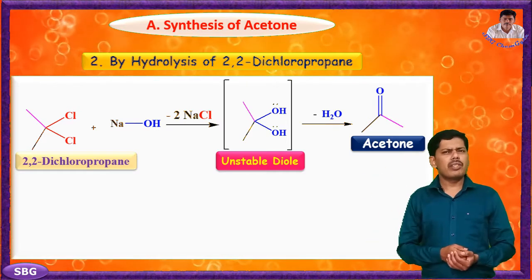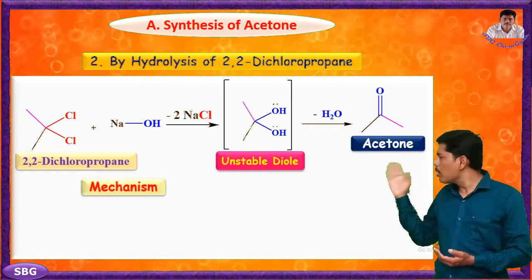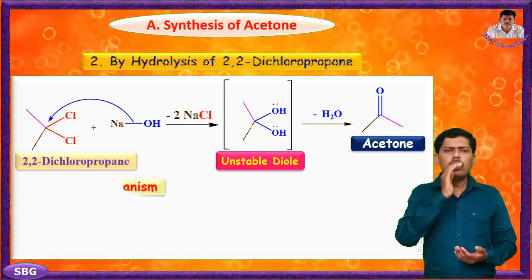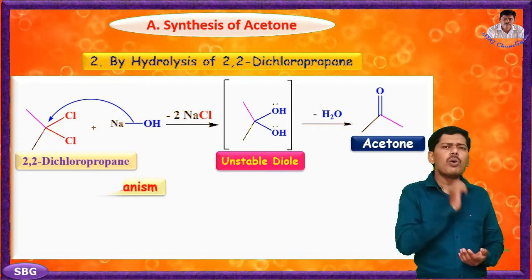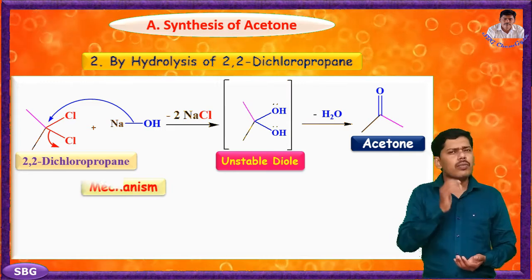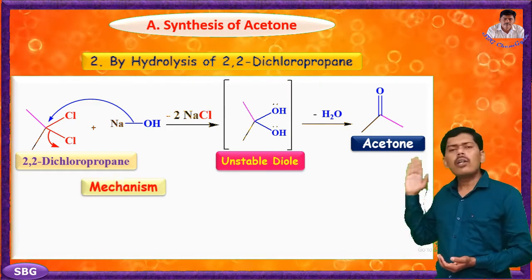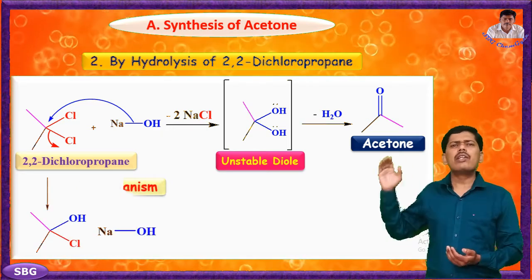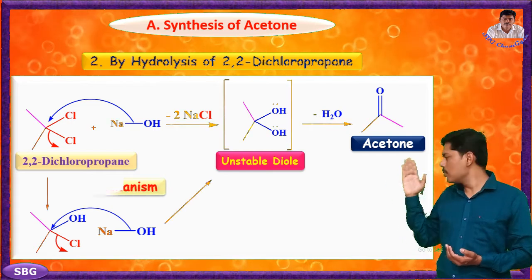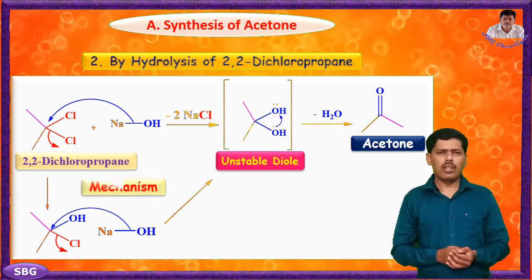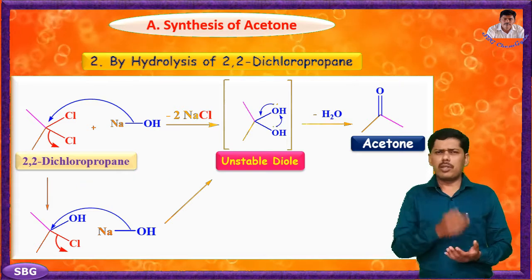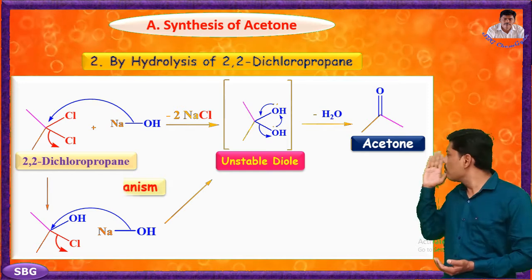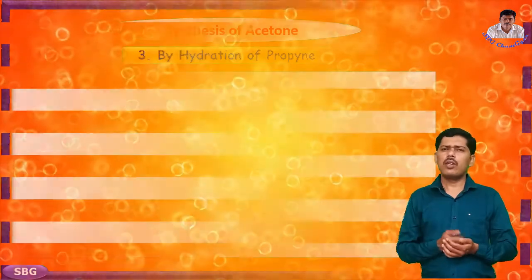In its probable reaction mechanism, the hydroxyl group of sodium hydroxide attacks the electron deficient carbon atom with the removal of one of the chlorides from the 2,2-dichloropropane. Again, another molecule of sodium hydroxide reacts as before and forms the geminal diol. This is a very unstable intermediate and converts into acetone with the loss of a water molecule.